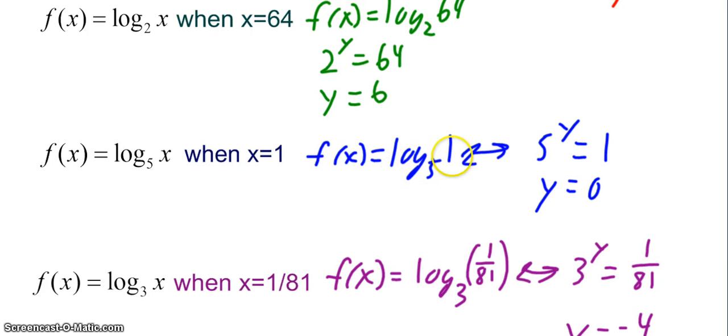f of x equals log base 5 of 1, so 5 to the y equals 1. 5 to what power equals 1? Anything to the 0th power is 1, so y equals 0.